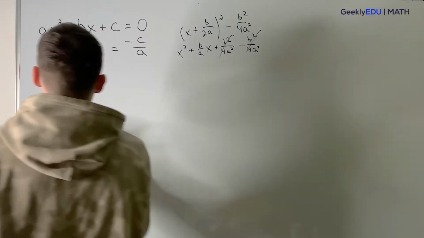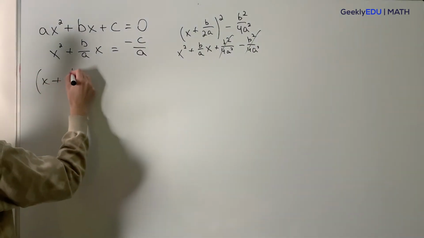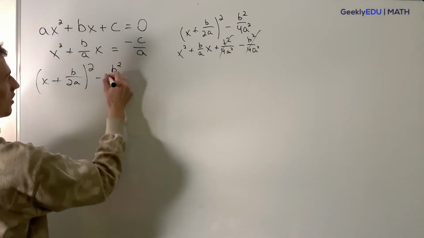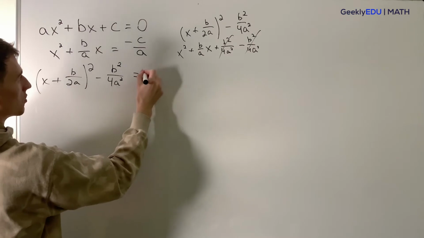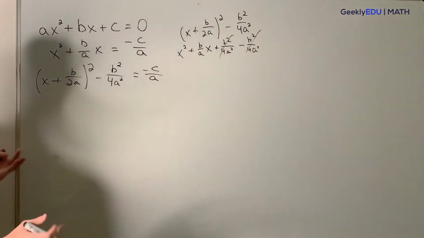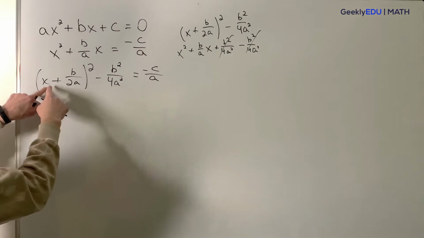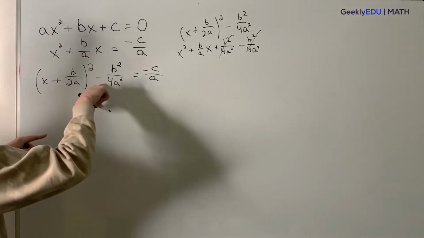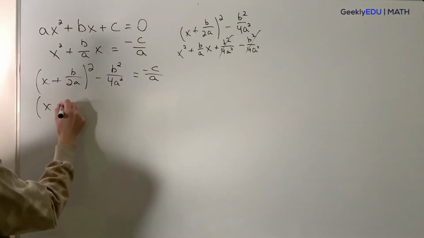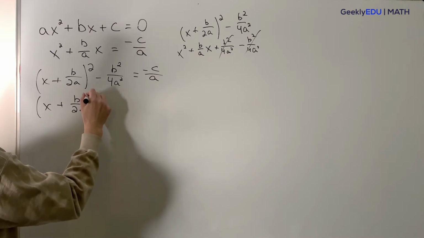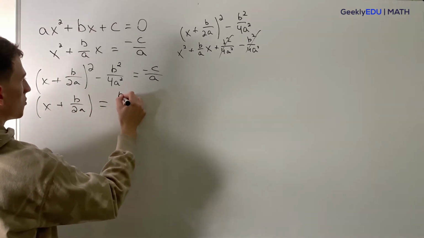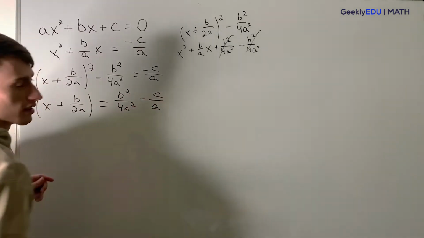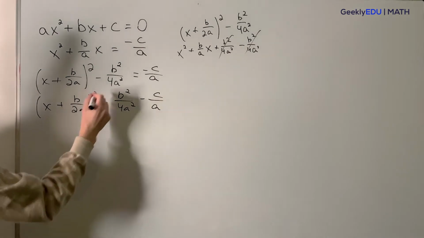So let's do that. We have x plus b over 2a, squared, minus b squared over 4a squared equals minus c over a. Now, this is pretty simple because now we see that we just have x by itself here, and these are all numbers that we already know, so it's not that difficult. So let's carry over this over here. So we have x plus b over 2a, squared, equals b squared over 4a squared minus c over a. Okay, that's pretty good. No, forgot the squared here.